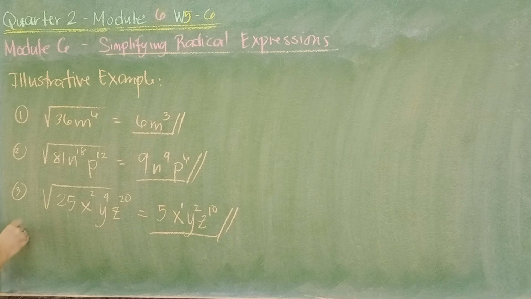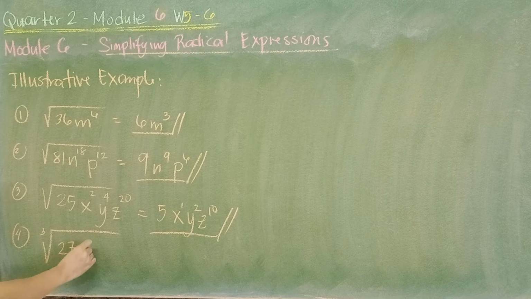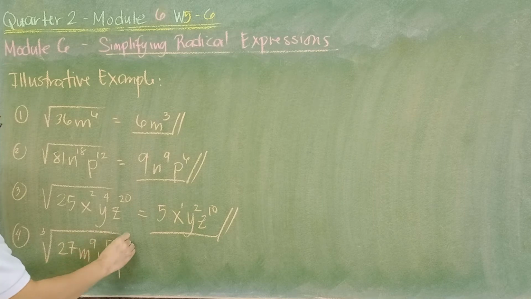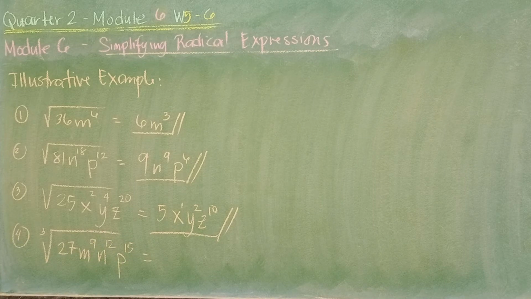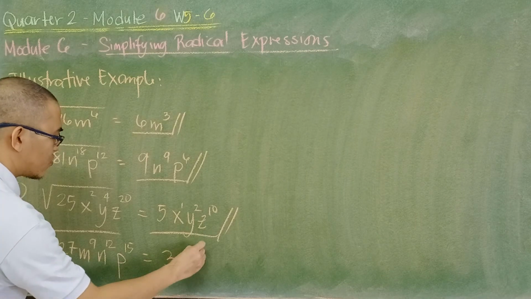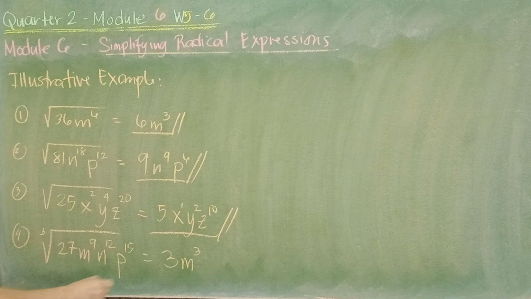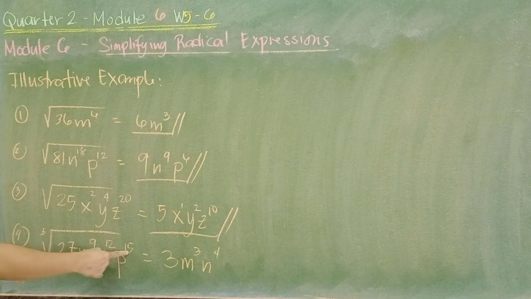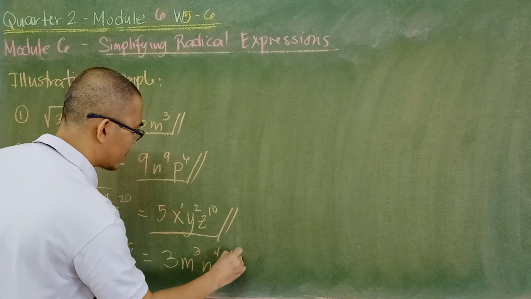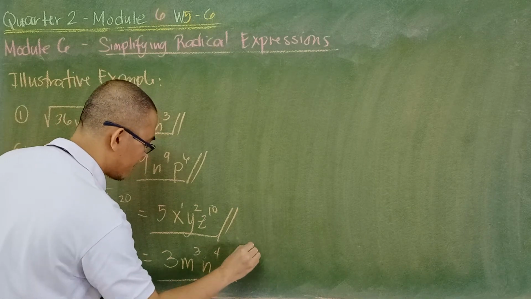Cube root, let's say number 4. Cube root ng 27 m raised to 9, n raised to 12, p raised to 15. So, ano yung cube root ng 27? Ano yung number na multiply mo ng 3 beses para makuha yung 27? And that is 3. M raised to 9, 9 divided by 3. That is m raised to 3. N raised to 12, 12 divided by 3. That is n raised to 4. P raised to 15, 15 divided by 3, that is p raised to 5.